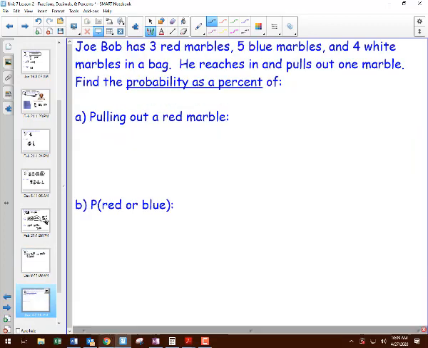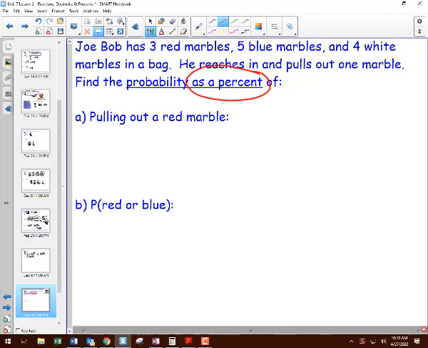All right, last one here. Throw some probability at you. Joe Bob has 3 red marbles, 5 blue marbles, and 4 white marbles in a bag. He reaches in and pulls out 1 marble. Find the probability as a percent. Don't forget that part right there. We need to put it into a percent.